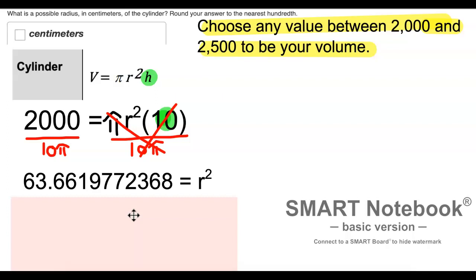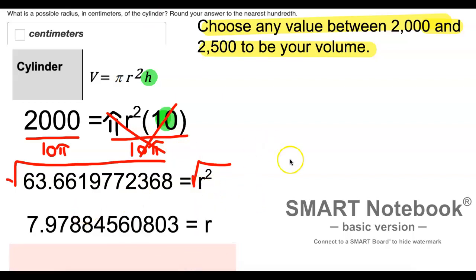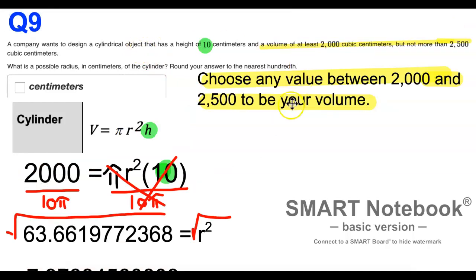We're almost done, but we don't want the radius squared, we just want the radius. To undo squaring something, we take the square root. Remember, the inverse of squaring something is taking the square root. So we need to take the square root of both sides of our equation. The square root of the radius squared is just going to be r. So r is equal to 7.978845600803.